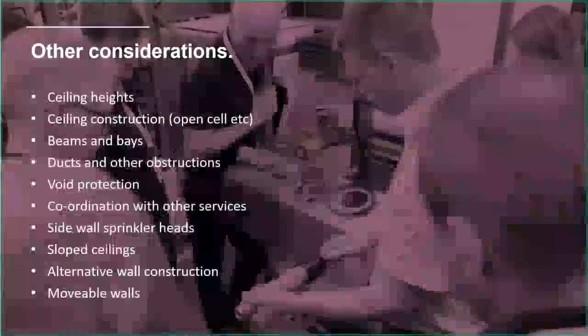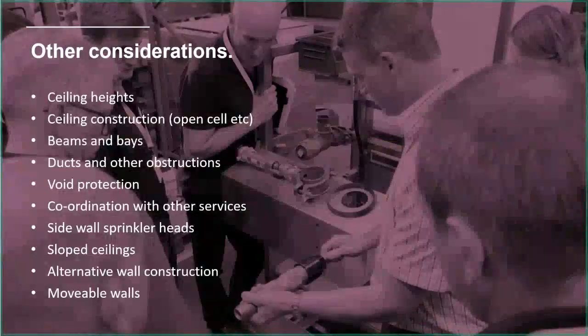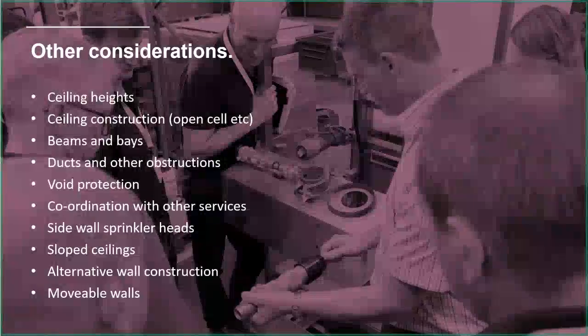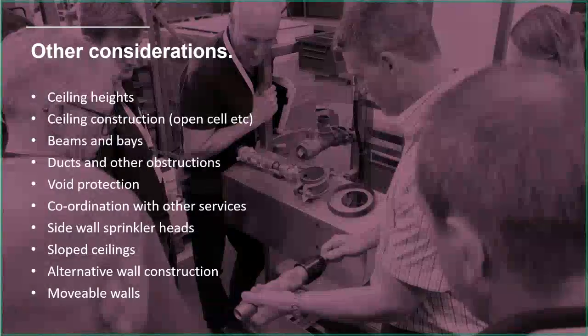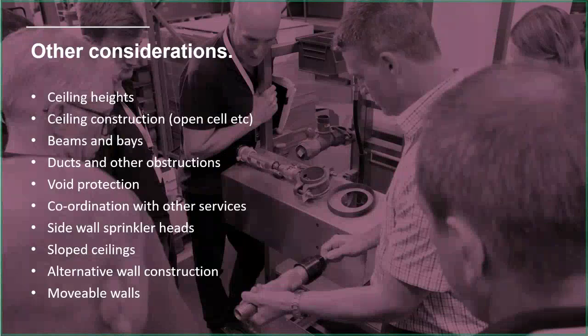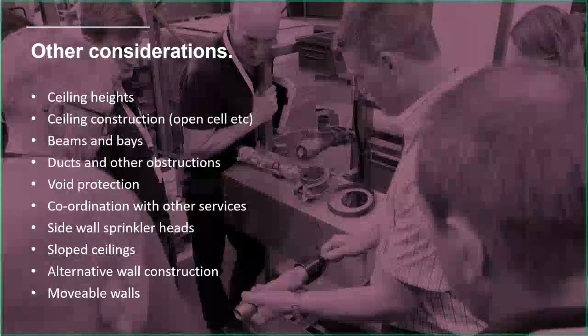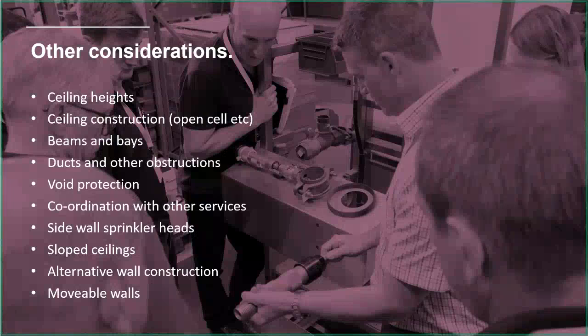So, other considerations: ceiling heights. Again, there's a maximum ceiling height we can work with. Ceiling construction. Is it open cell, for example? Is it a concrete ceiling? What sort of material are we using? Are there beams and bays? Are there ducts? Are there obstructions? Void protection, is that required? If so, that doesn't make a difference in terms of the head layout, but it does make a difference in terms of the pipes and the distribution.